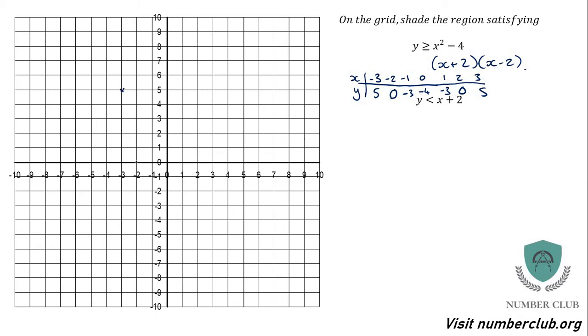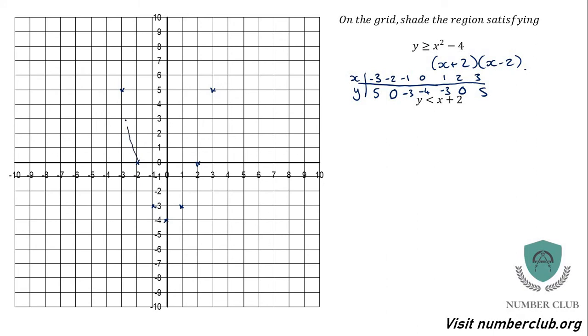We've got (-2, 0), (-1, -3), (0, -4), (1, -3), (2, 0), and (3, 5). This is a greater than or equal to, so we can draw a nice thick line through.